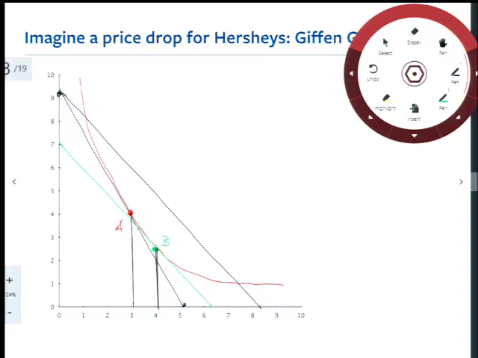If I wanted my good to be a normal good, I would draw my tangency here. Nope. Let's try again. Right? My tangency would be somewhere here. Let's try this again. Come on, Max. Get with the program.